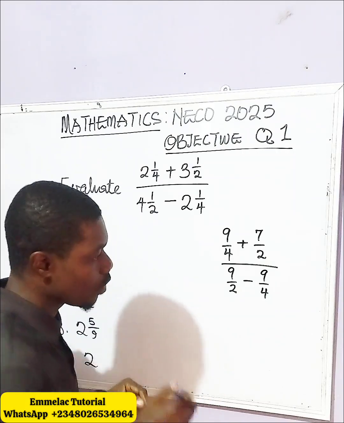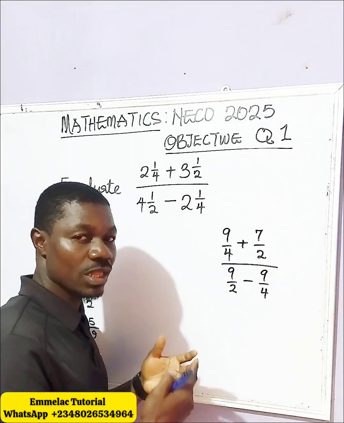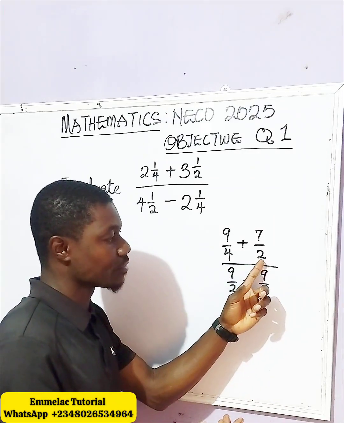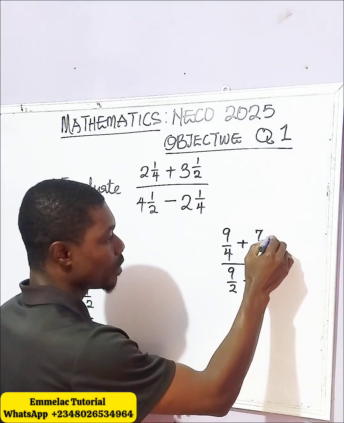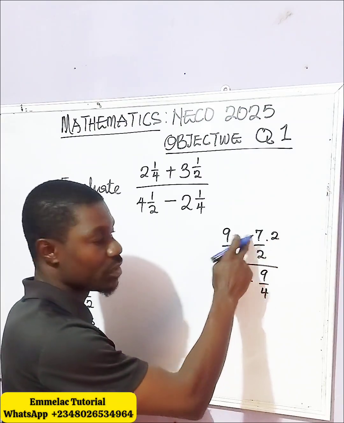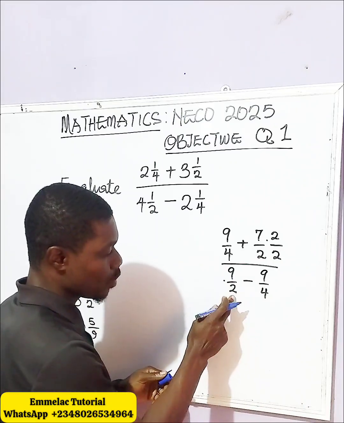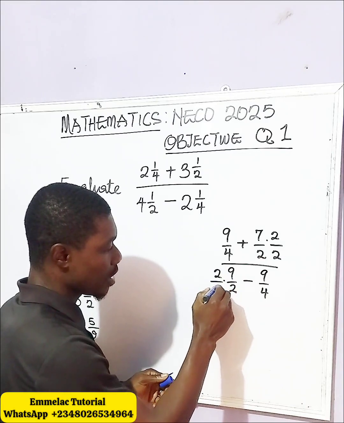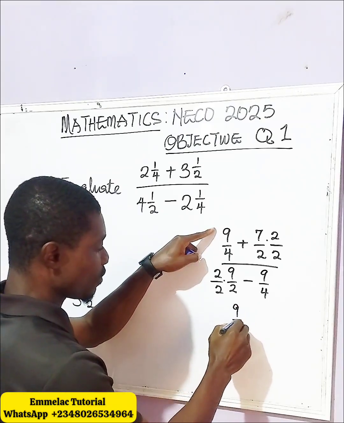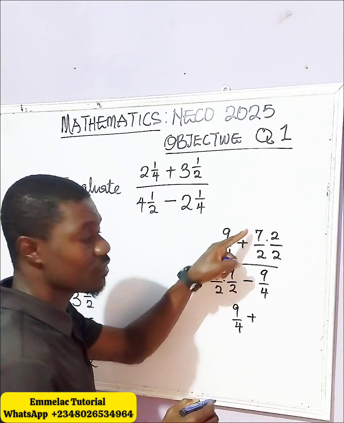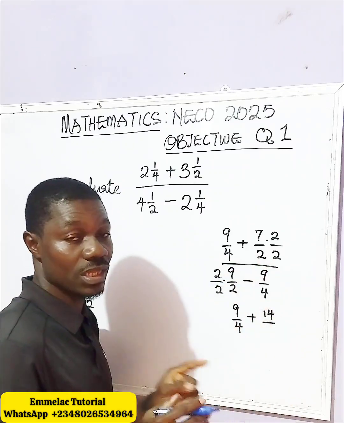Now to better help us simplify this further, since we have a denominator of 4 here, and here we have a denominator of 2, let us find a way to make this 4. And how do we do that? Multiply both the numerator and the denominator by 2. The same thing here, we have to multiply here by 2, here by 2. To this end we have 9 all over 4, then plus 7 times 2, that will be 14, all over 2 times 2 here, that will give us 4.